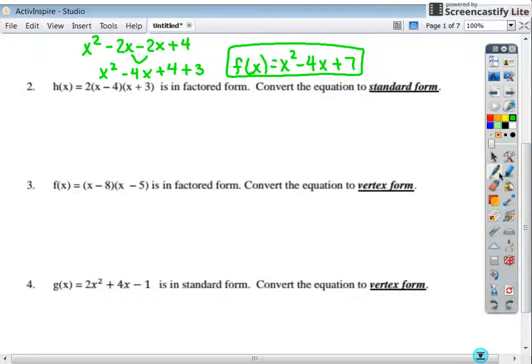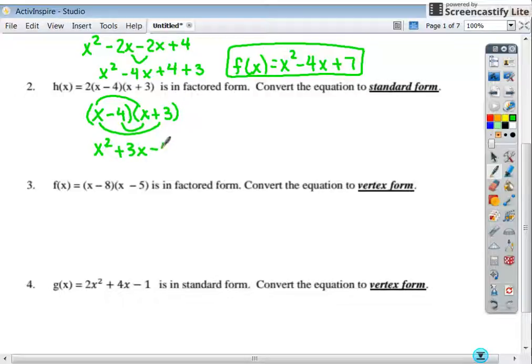Now in this next example, I'm in factored form, and I'm going to get the equation into standard form. First, what I do is multiply x minus 4 by x plus 3. X times x is x squared. X times 3 is 3x.